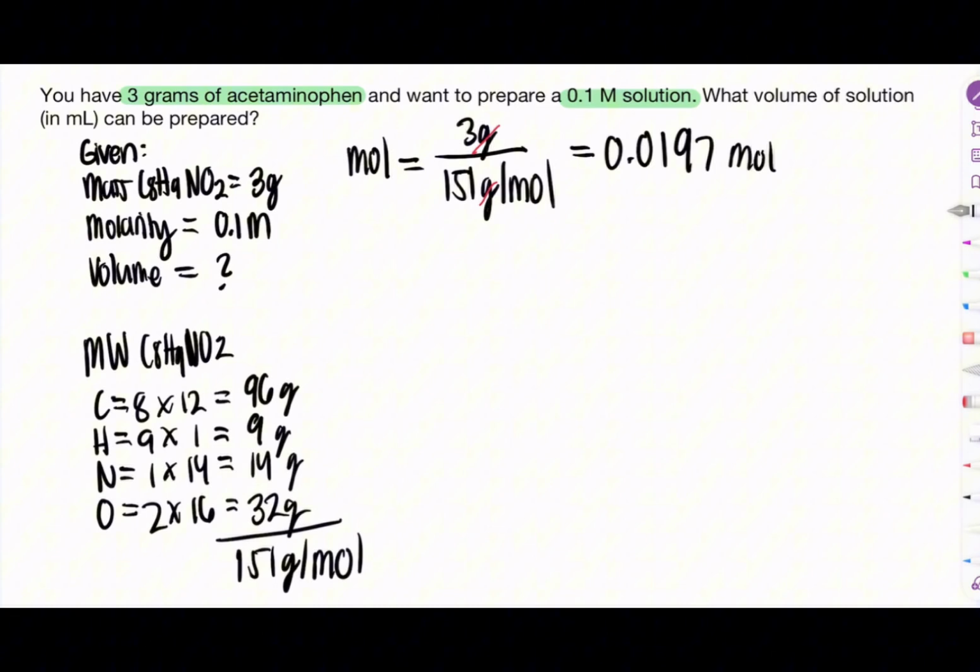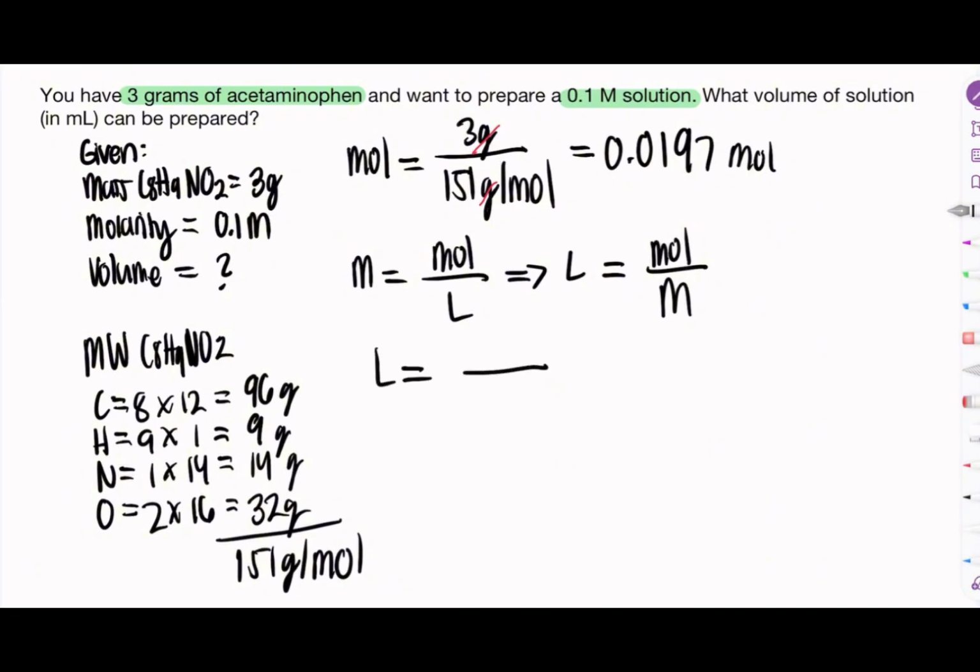Now that we solved for the mole, we now solve for its volume. But what formula can we derive to solve for the volume? That's right, we will be using the molarity formula. Molarity's formula is moles per liters of solution, which will be derived into liters of solution is equal to mole over molars.